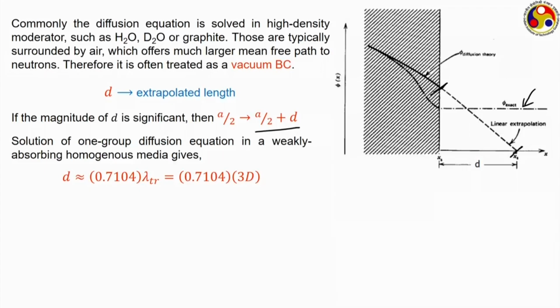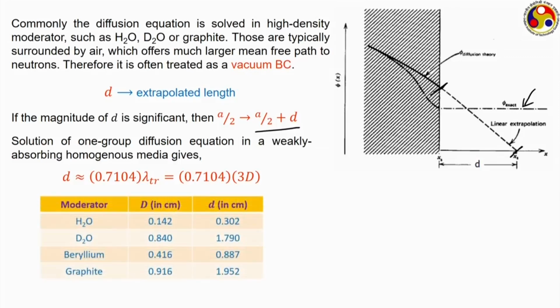For this kind of situation in a weakly absorbing homogeneous media, we can find that d is equal to 0.71 times the transport mean free path, or it is just 0.7104 times 3 times the diffusion coefficient, because we know that the transport mean free path is equal to 1 upon 3D. These are certain values for common moderating materials. You can clearly see the diffusion length is generally quite small, starting from 0.142 in common water to 0.84 and 0.916 in graphite. Correspondingly, the value of this small d, or this extrapolated length, also keeps on increasing.